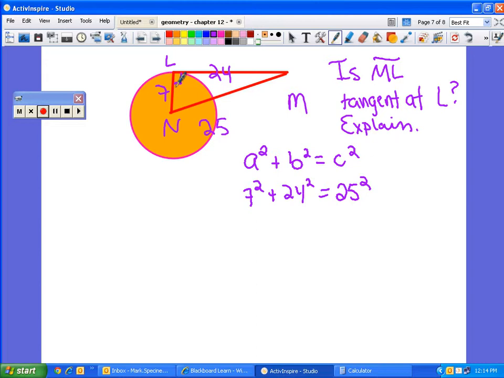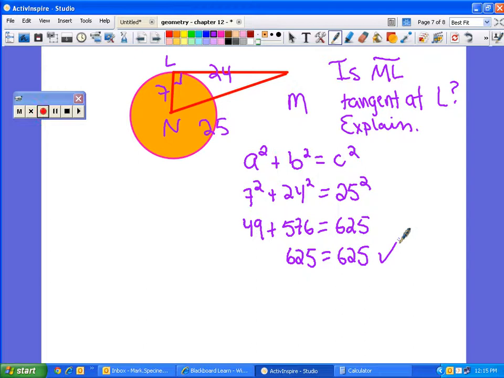So 7 squared is 49. 24 squared is 576. 25 squared is 625. Add 49 and 576. It's 625. 625 does in fact add up to 625.